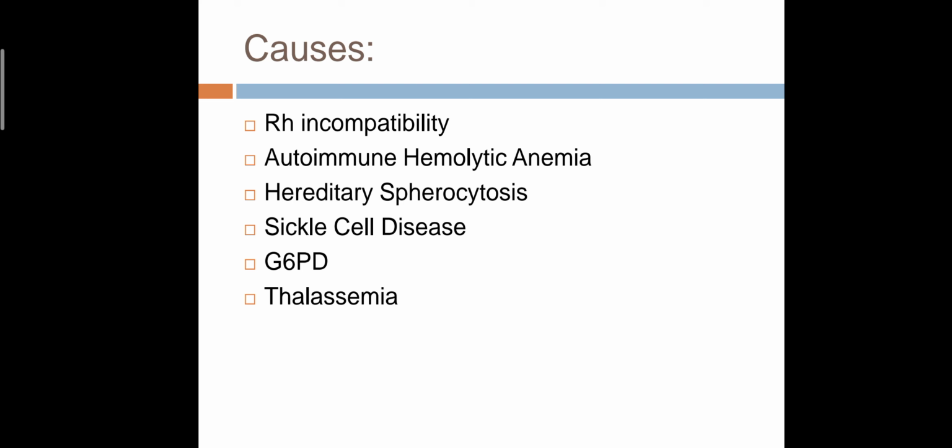Next we are going to see the causes of hemolytic disease in the newborn. It may be because of Rh incompatibility, autoimmune hemolytic anemia, hereditary spherocytosis, sickle cell disease, G6PD, or thalassemia. There are so many causes and problems that we can see in the newborn baby.